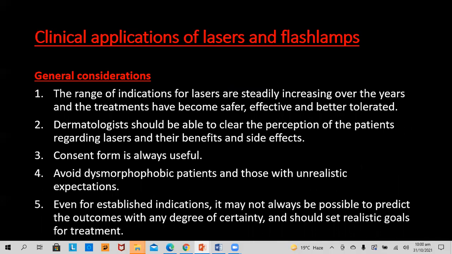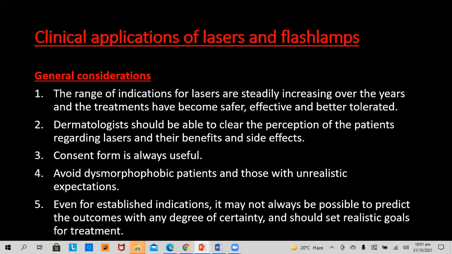Before putting a patient on a specific laser therapy, there are a few general considerations which you should all know. The lasers have a range of indications which are steadily increasing over the years, and the treatments are becoming safer, effective, and better tolerated. Dermatologists should be able to clear the perception of patients regarding laser and their benefits and side effects. Usually the patients carry different kinds of perceptions, and most of them think that one session of laser is sufficient for their disease. It should be made clear to the patients that they require multiple sessions and the results can never be 100%.